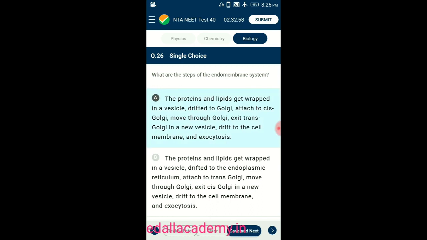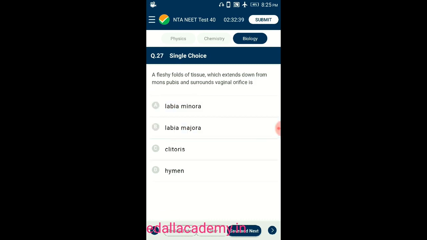The steps of the endomembrane system are: the proteins and lipids get wrapped in a vesicle, drift to the Golgi, attach to the cis Golgi, move through the Golgi, exit the trans Golgi in a new vesicle, drift to the cell membrane, and exocytosis. So the correct option is A. Question number 27. A fleshy fold of tissue which extends down from the mons pubis and surrounds the vaginal orifice is.